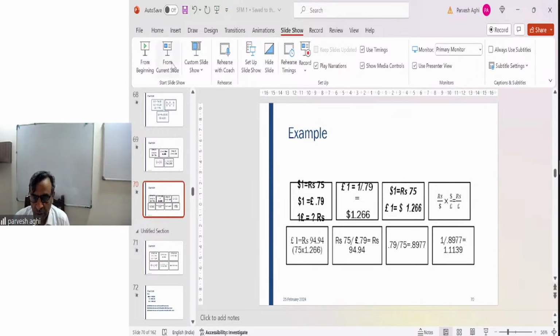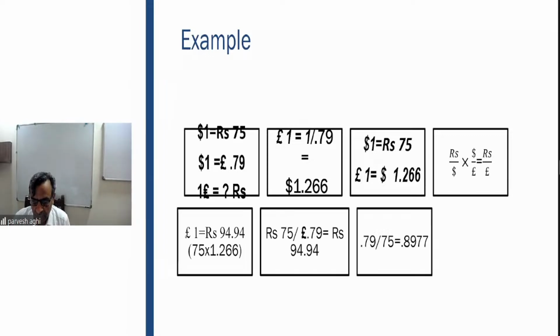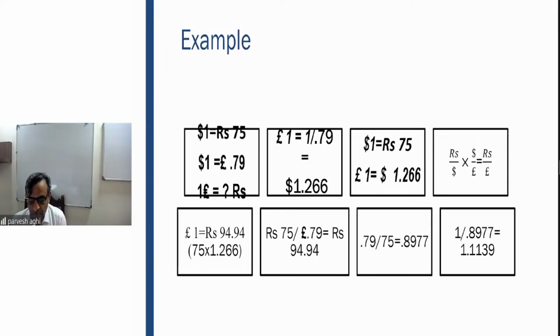I'm just going to show you this. So if you have done 75 divided by 0.79, it's okay, you got the right answer. But if you have done it the wrong way, 0.79 divided by 75, then you have to take the reciprocal to get the answer. Is that correct? Yeah, absolutely right, Tanisha. You've got it. Okay, so 0.897, so you got it.